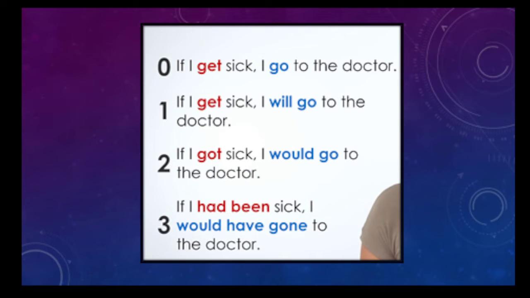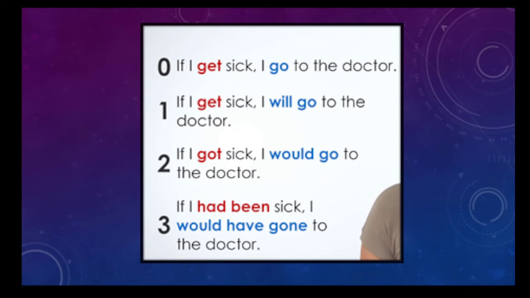So, we have 0, 1, 2, 3. We have 4 types of conditionals. In your module, only 3 conditionals are presented. But we have to present also the other type which is missing, so that the information or the lesson that you would get would be complete. So we have zero conditional, first conditional, second conditional, and third conditional. That's why we have 0, 1, 2, and 3 there.